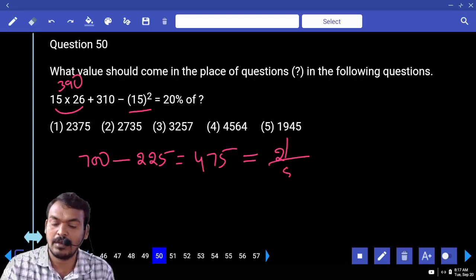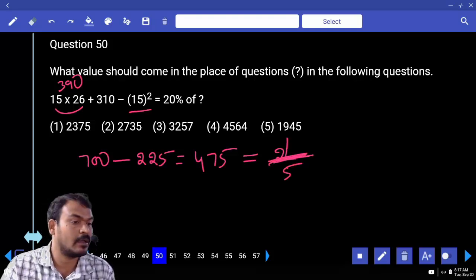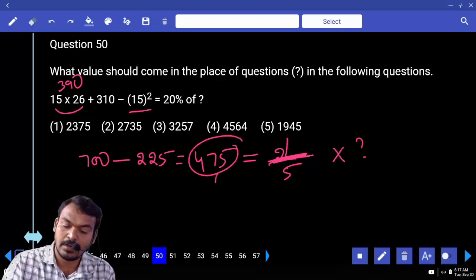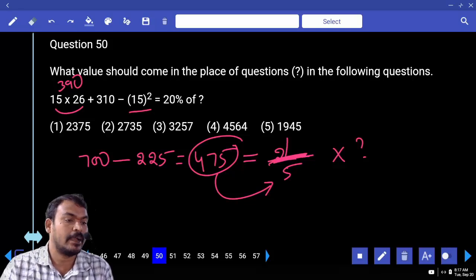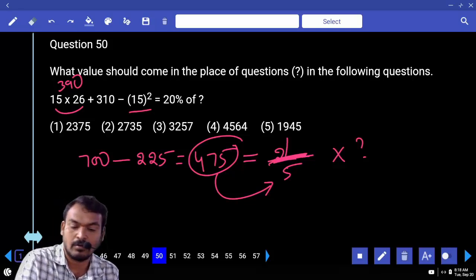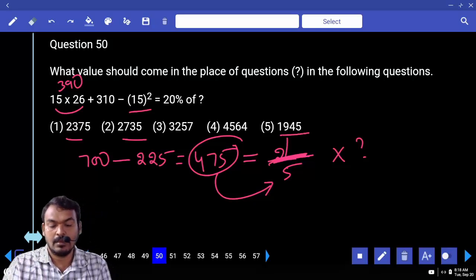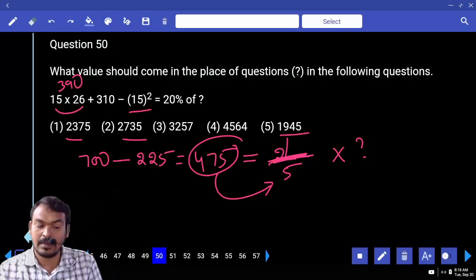20% means written 1 by 5. 1 by 5 into something. Means answer is 475 into how many times? 5 times. End with 5 or 4? 5. But how many options? 3 options. But it is nearby 2500.